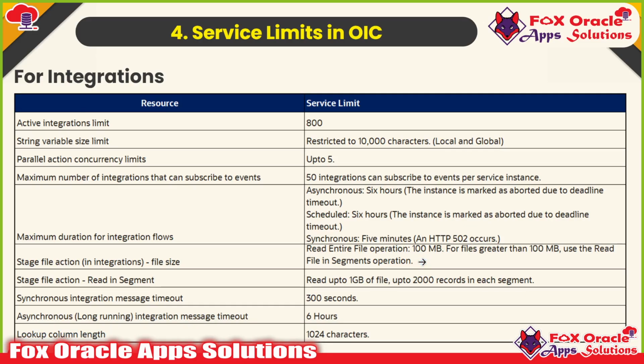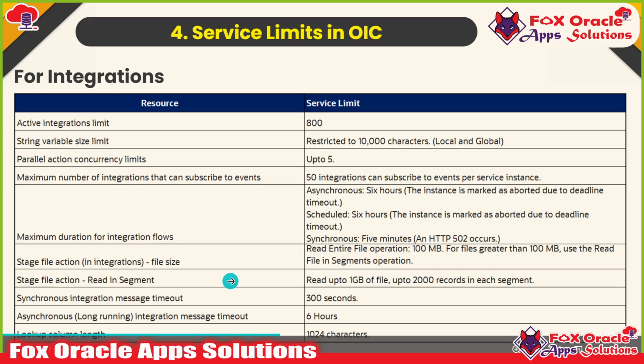For example, a data file having 5000 records. At one time, in one segment or one iteration, it will read only 2000 records max. Again, it will take another iteration, and the next iteration it will again read 2000 records, and now we have 4000 records. Now 1000 records remain, so it will iterate again. And obviously if there are only 1000 records, OIC will be able to read them. So that's about the read in segments operation.